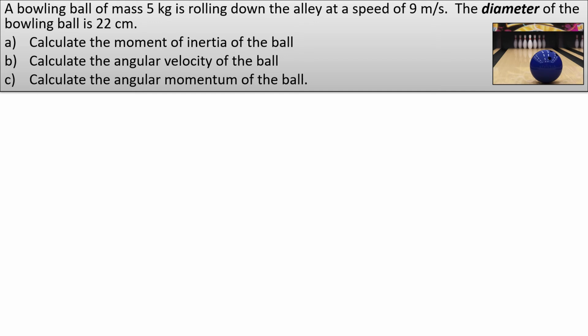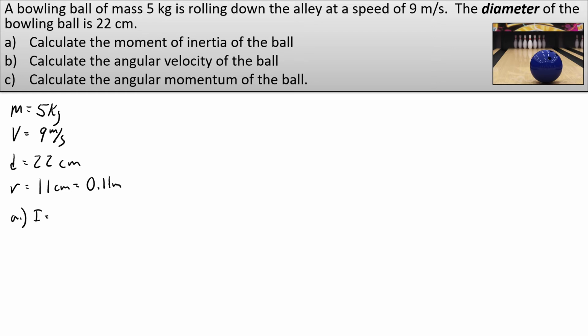Let's start by writing our givens down. The mass is 5 kilograms. They tell you your linear velocity is 9 meters per second. And then they tell you the diameter, and they tell you it's in centimeters. So that means our radius is half that much, and we're going to go into meters for our radius. Part A, find the moment of inertia. Part B, find the angular velocity. That will help us with part C.